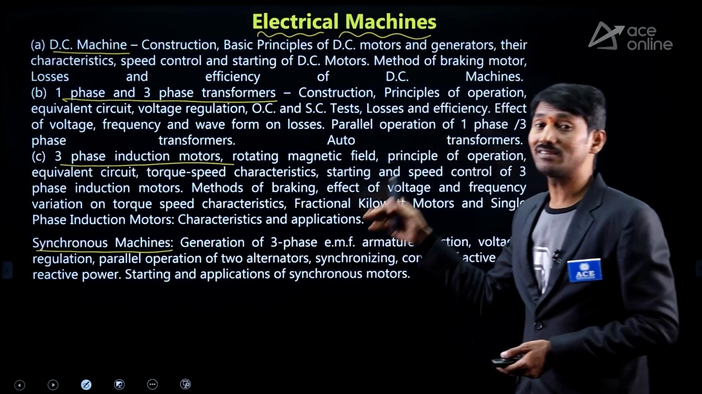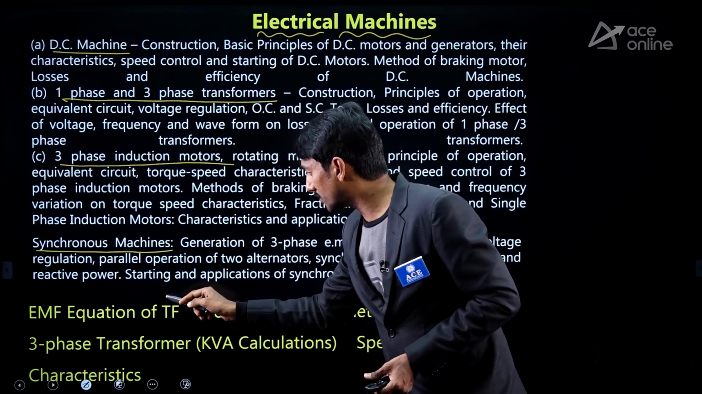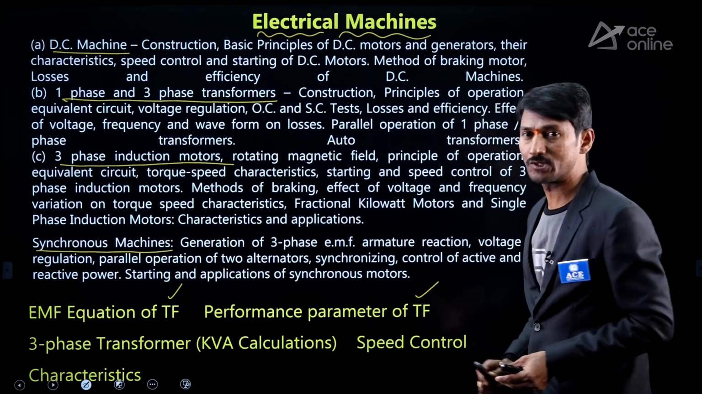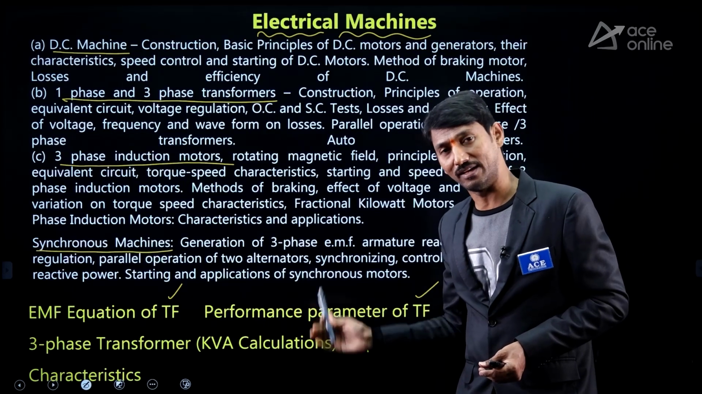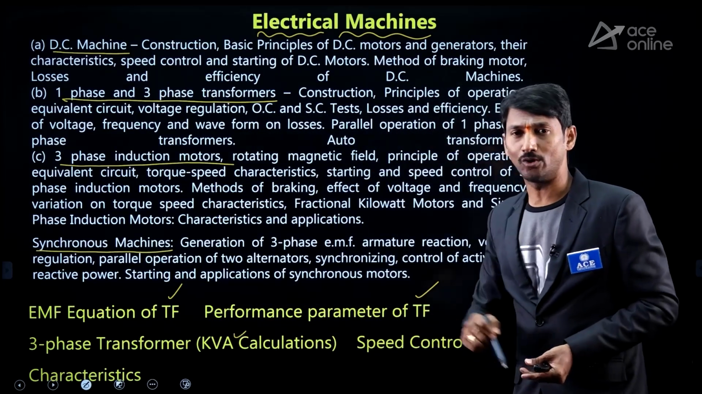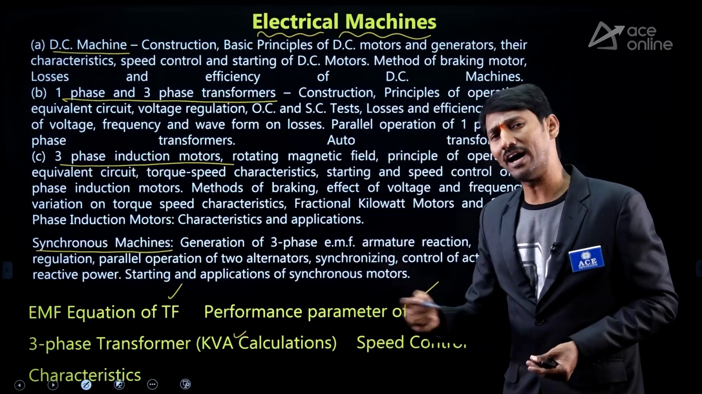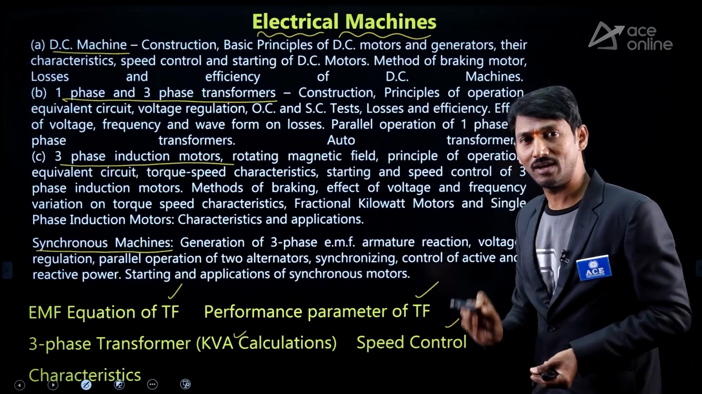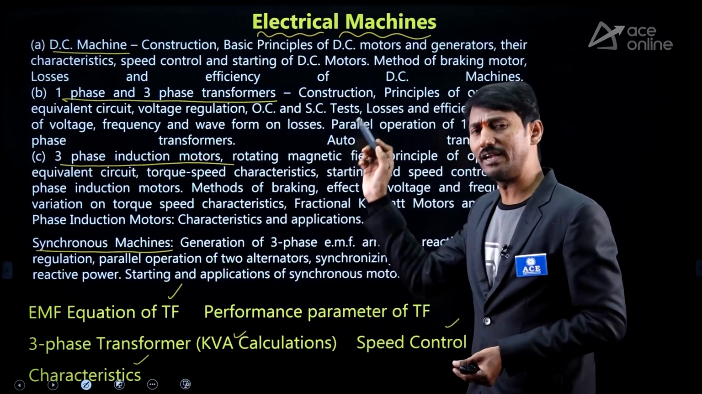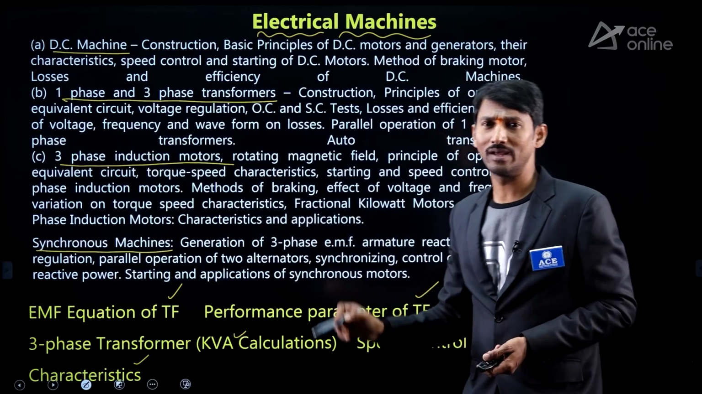Okay, but on which topics we have to focus more, especially from all the topics? EMF equation of transformer, there are chances of getting questions from that. Performance parameters of transformer. So what performance parameters are there? Focus more. And 3 phase transformer, mainly KVA calculations. Speed control of DC motors, or rotating machines, speed control of induction motors, you are getting the questions. And characteristics of different machines. If you focus more on this, there is a chance of getting a better score correspondingly.